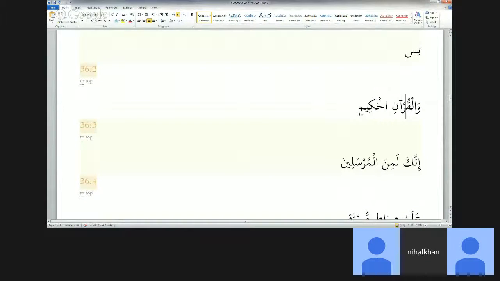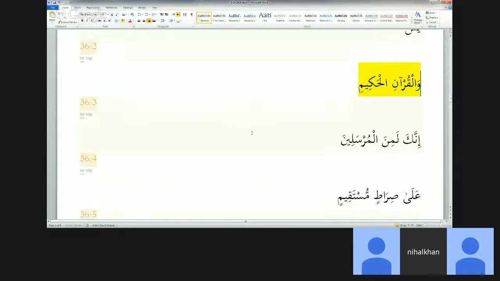Yasin al-Qur'ani al-Hakimi. Al-Qur'ani, what's the status? It is jar. Al-Hakimi jar. Al-Qur'ani singular, Al-Hakimi singular. Al-Qur'ani masculine, Al-Hakimi masculine. And then Al-Qur'ani is proper, Al-Hakimi is proper, so we will have a harf jar construction.